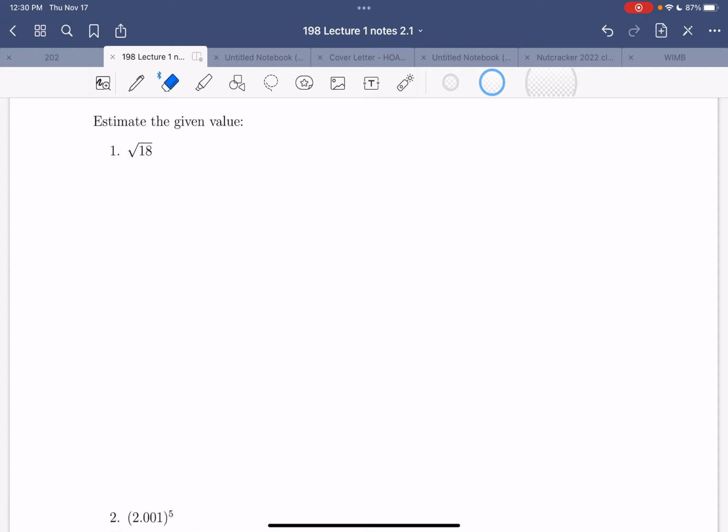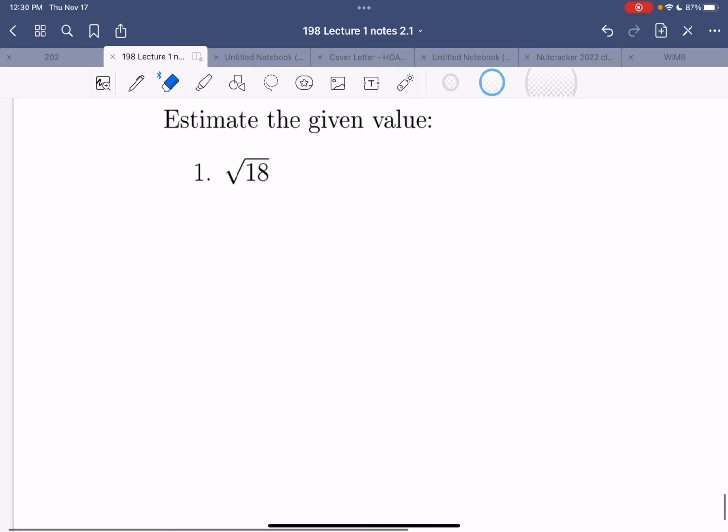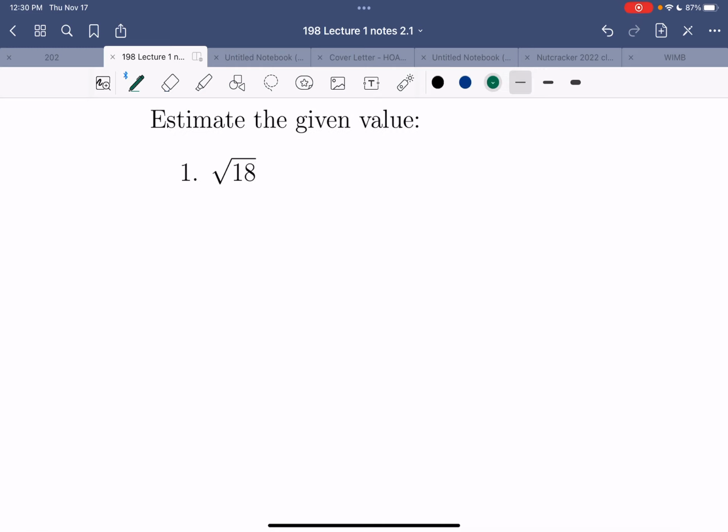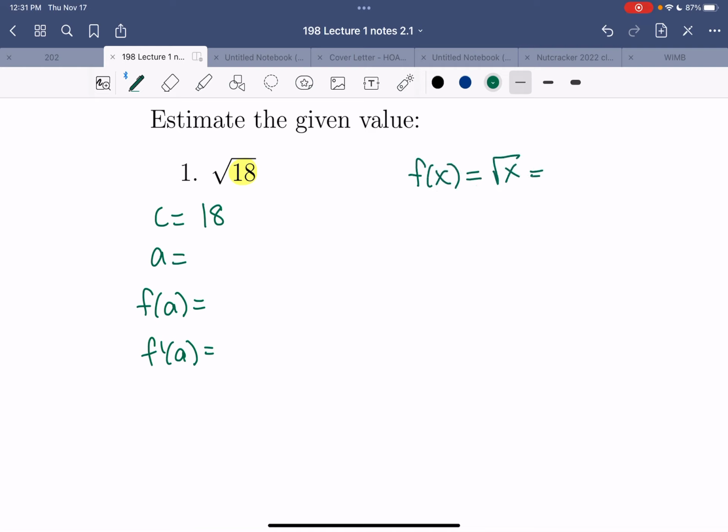When you're trying to estimate a given value, you need to have a C value. In order to find a linear approximation, I'm going to need a C, an A, an F of A, and an F prime of A. Those are the four things that go into my formula. Let's start with C. The C value is the number that you're approximating for, the number that's given. So that's going to be your 18. If you take the 18 out and replace it with an x, that gives you your f of x. So f of x here is going to be the square root of x, or x to the 1/2.